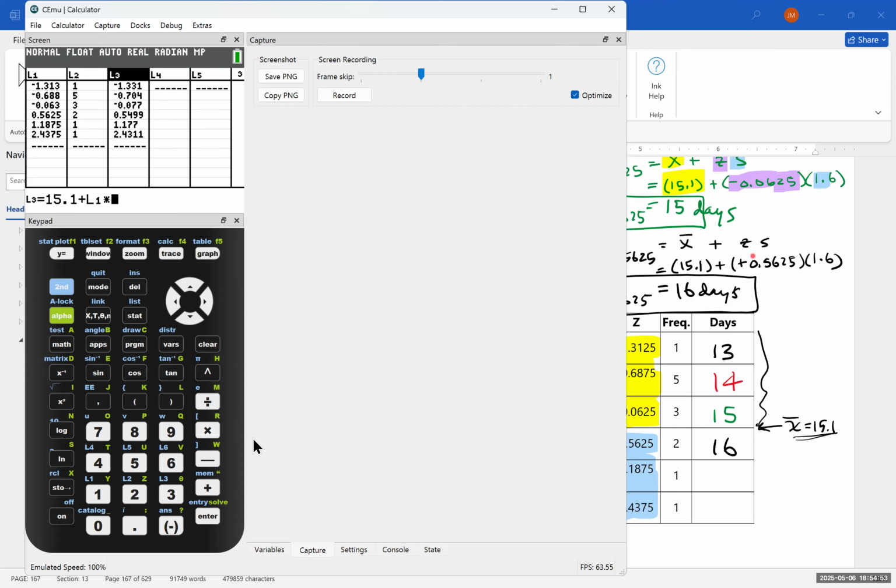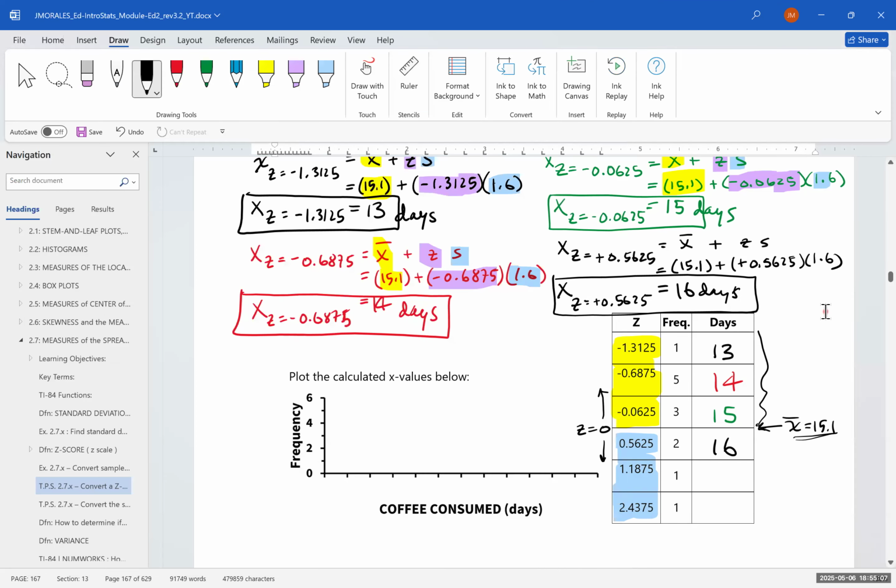And then our standard deviation was 1.6. Yeah, it's right here. So now if I hit enter, look at that. 13, 14, 15, 16, and 17 and 19. So what we need to put in here is 17 and 19.